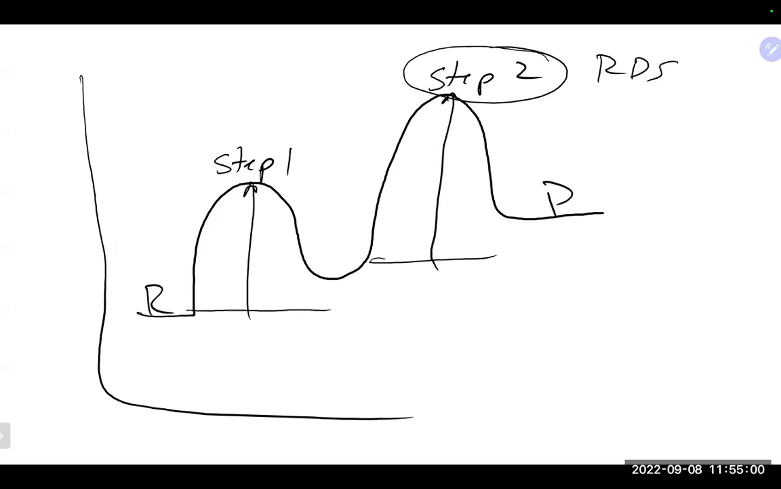Once again, though, the overall reaction here would be exothermic or endothermic? This would be endothermic, right? Again, the position of those guys.